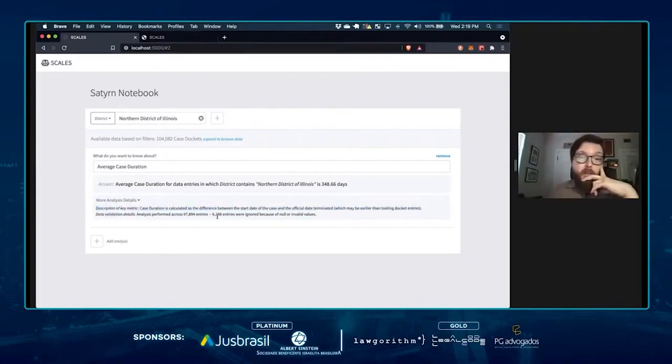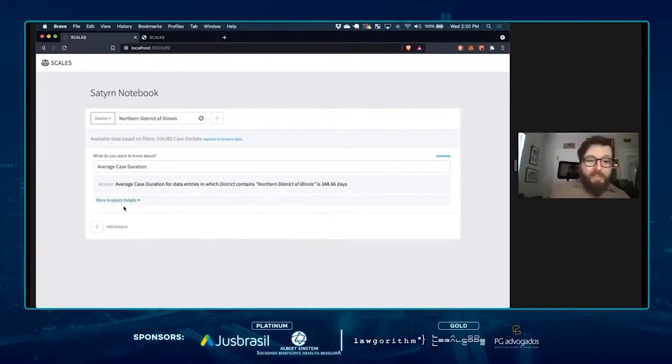So the system will tell me, hey, you wanted to run analysis across 104,000 cases, but 6,000 of them actually didn't have a value that I could run an aggregation on, so I omitted them. We're still looking at an average across 95% of the data. And by the way, in terms of average case duration, that's just because the case hasn't ended yet, so we don't have a duration calculated.